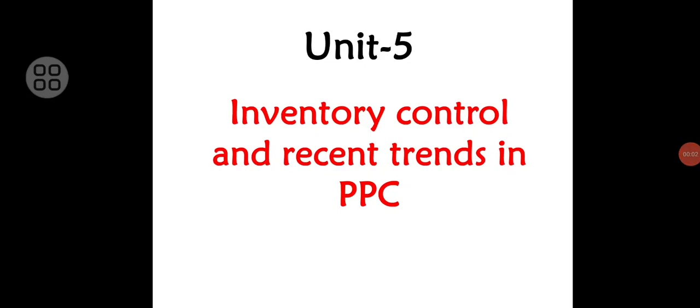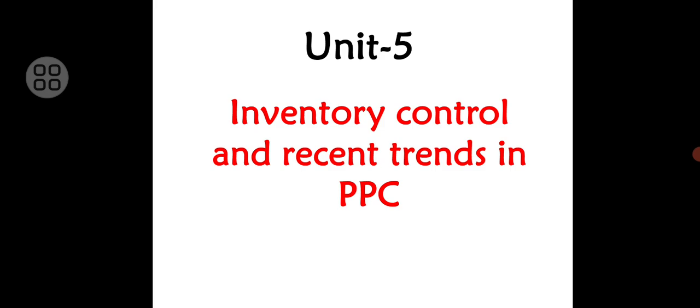Unit 5, Inventory Control and Recent Trends in PPC. In this unit, the learning objectives are to understand the purpose of maintaining inventory in any production unit, list and explain different types of cost associated with inventory, and appreciate the cost of EOQ and compare the P system with the Q system.